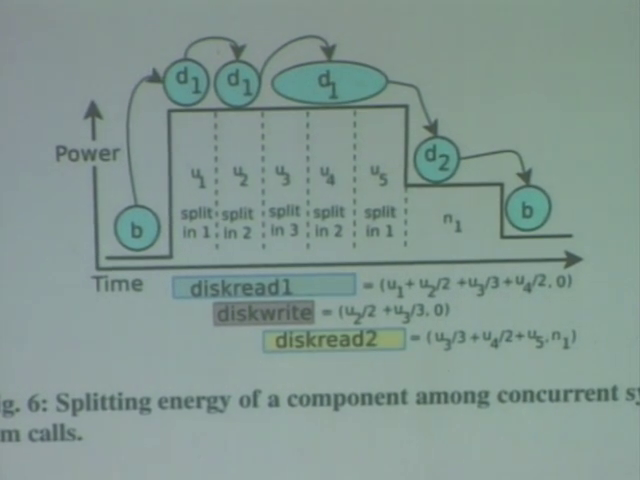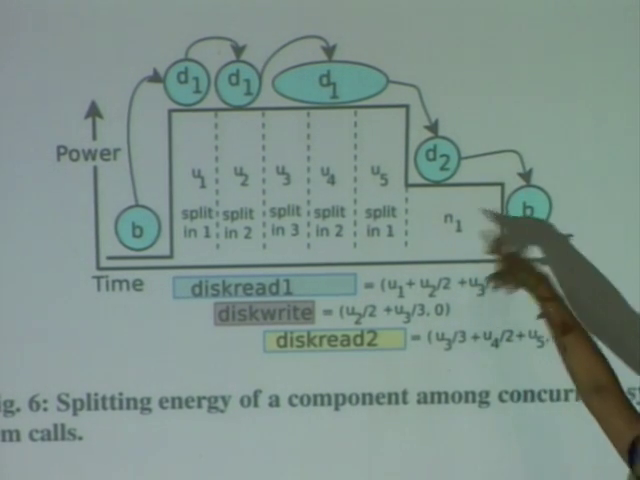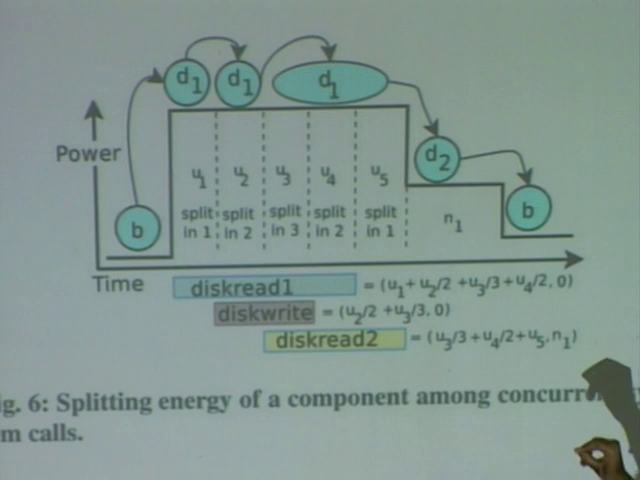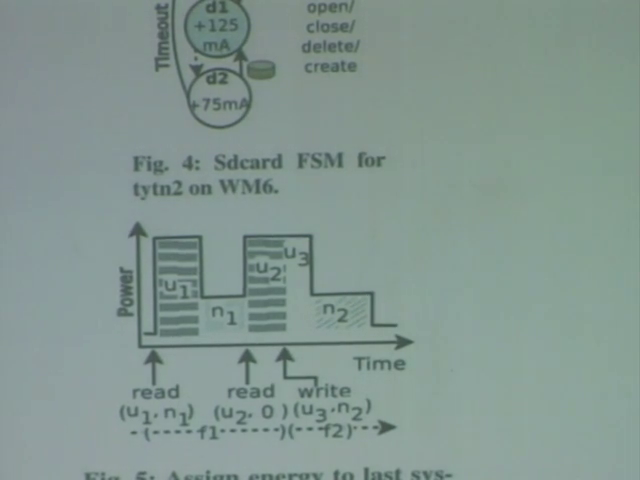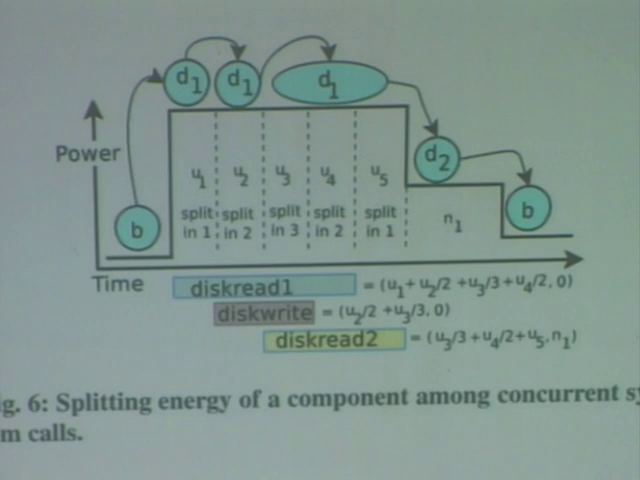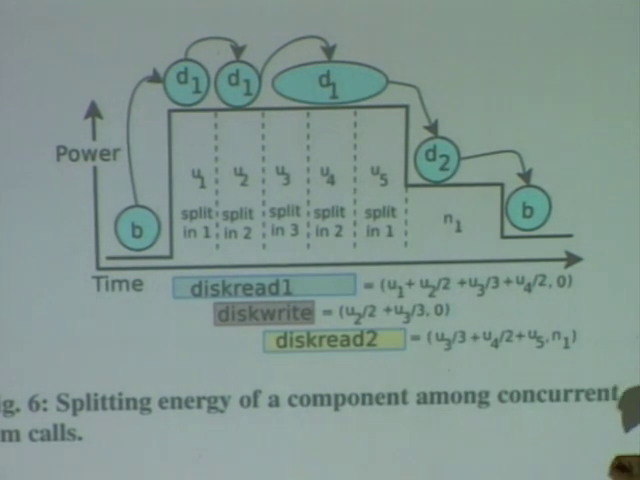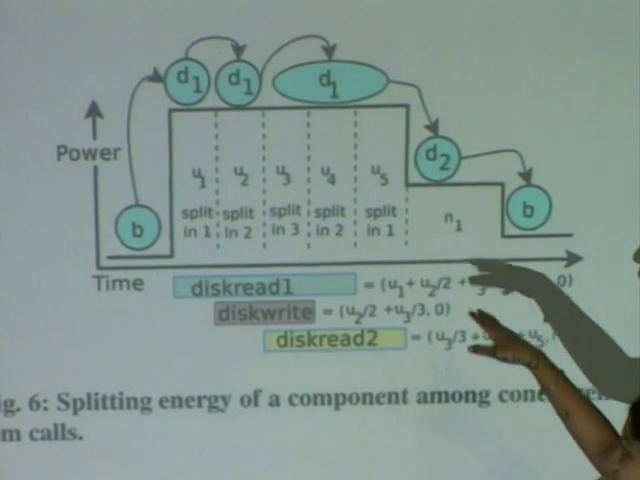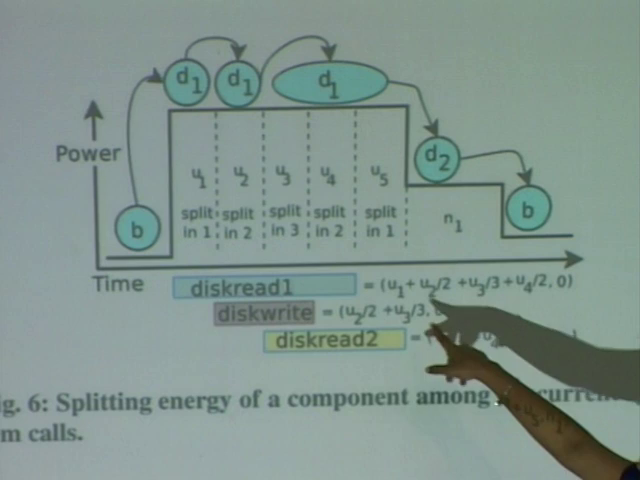And what is D1? D1 is the high power state and D2 is the tail state of the component, like we saw in the diagram. Yes, sir, because the device is totally in the high power state only. So now we are splitting it according to the entities. So this is how we calculate the energy.